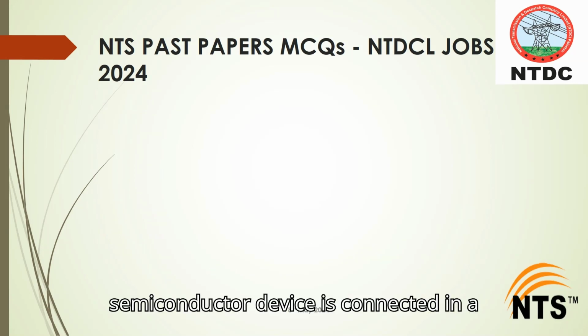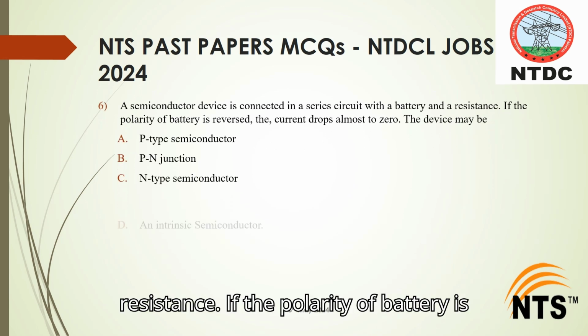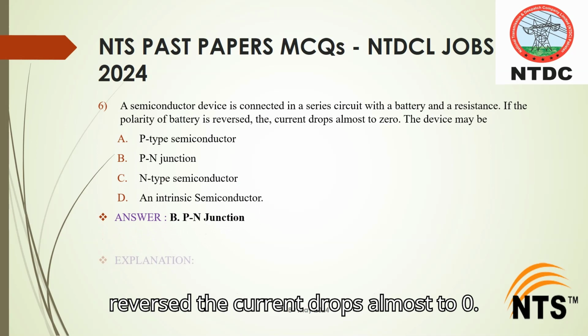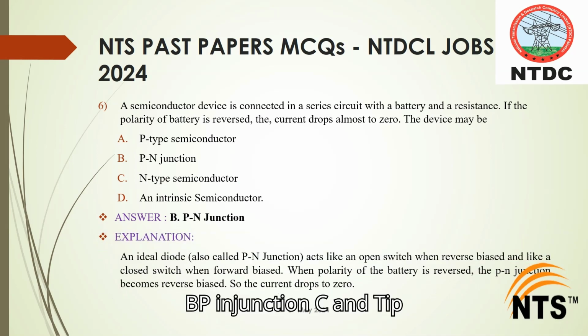A semiconductor device is connected in a series circuit with a battery and a resistance. If the polarity of the battery is reversed, the current drops almost to 0. The device may be A, P-type semiconductor, B, p-n junction, C, N-type semiconductor, D, an intrinsic semiconductor.